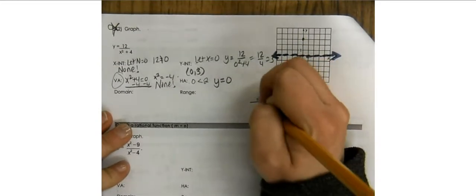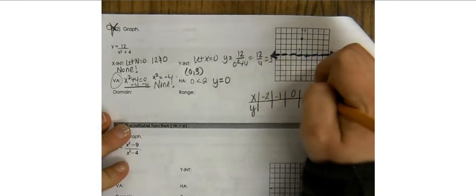Next, I'm going to come up with a table of values, and since I have no restriction based on vertical asymptotes, I'm just going to choose values of x starting at -2 and going to +2. So I'm going to go -2, -1, 0, 1, and 2. For time purposes, I've already come up with these values for you, but you would plug them into your scientific calculator to come up with them.